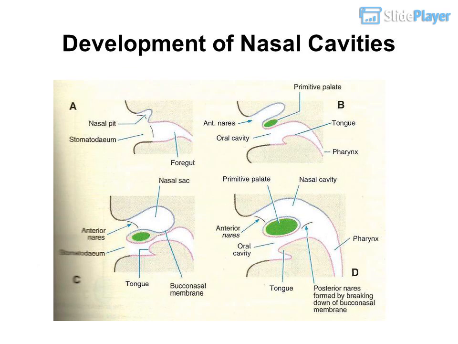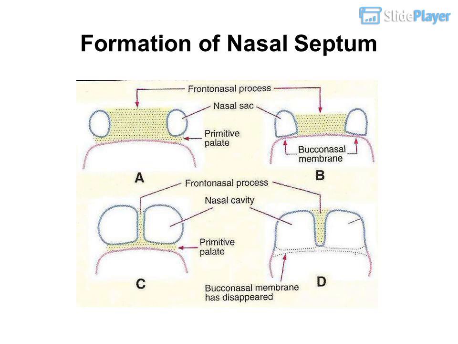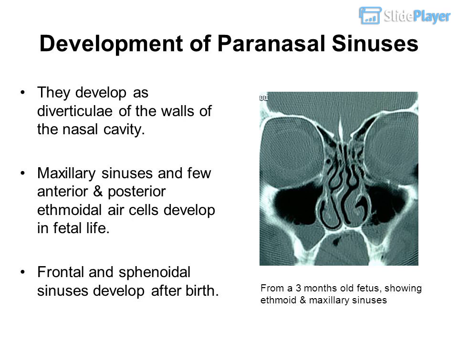Development of nasal cavities. Formation of nasal septum. Development of paranasal sinuses. They develop as diverticulae of the walls of the nasal cavity.